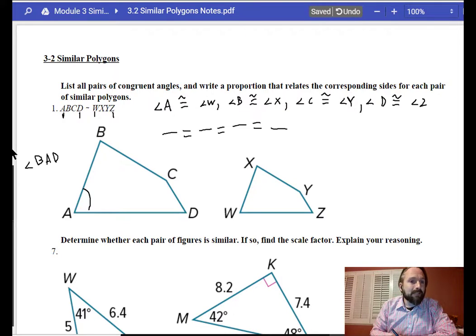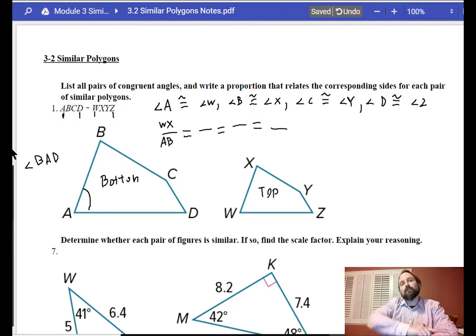Now we're going to make some proportions. We can say this is going to be the bottom and this is going to be the top. It doesn't matter, we could flip them. If I make this the bottom, I'm going to write each of the sides, AB, WX. Each of the vertices, I'm going to write the corresponding one. So if I say BC, B is to X as C is to Y.